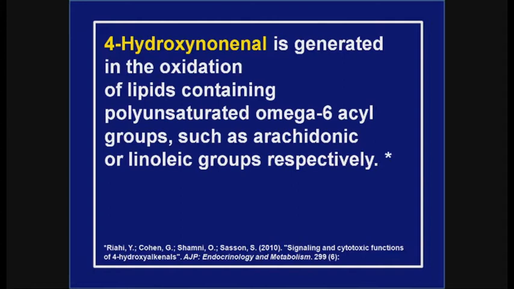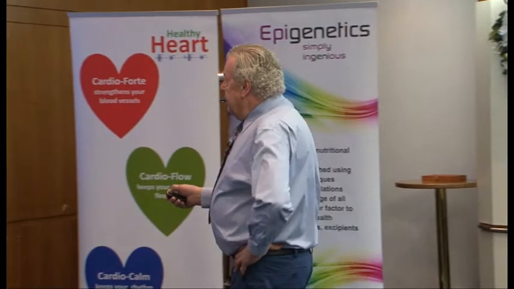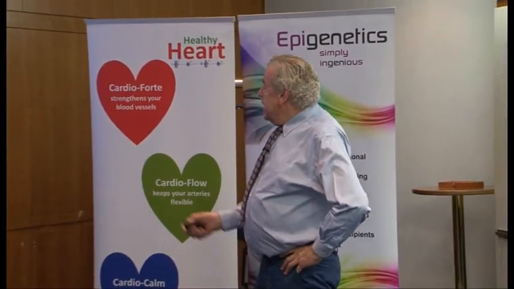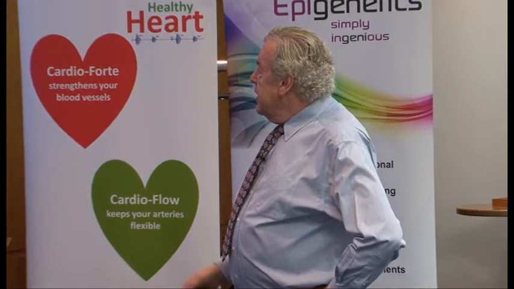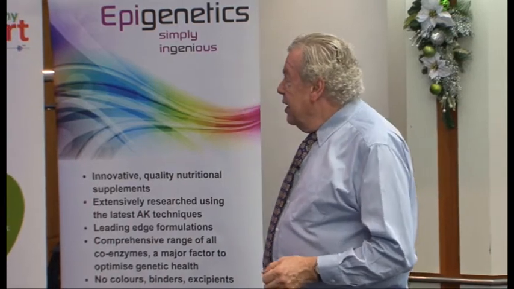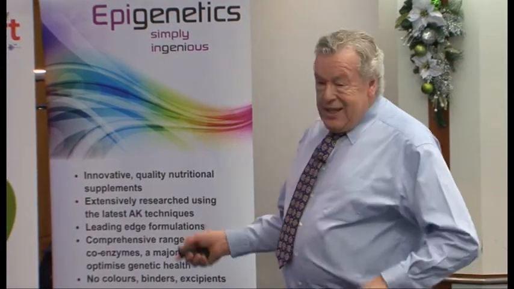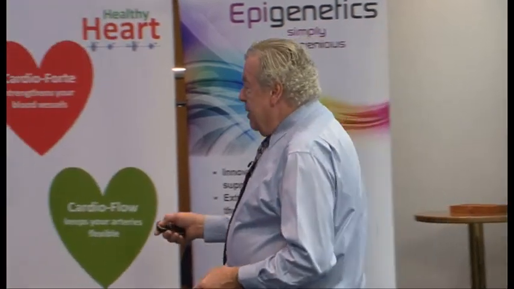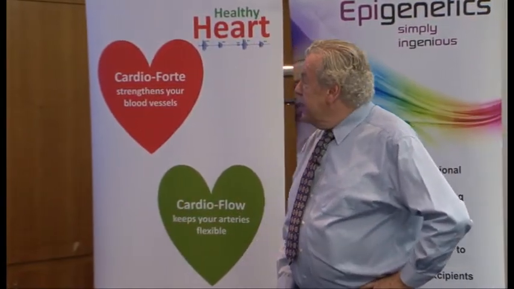So hydroxynonenal, as we said, is generated in the oxidation of lipids containing polyunsaturated oils, mainly in the omega-6 oils. These compounds can be produced in cells and tissues and living organisms, or in foods during processing and storage. So nonenal could be made in foods which have gone rancid, although that's more likely clinically to be the malonaldehyde. But if they are in the process, the same as malonaldehyde really, then they can be incorporated and absorbed from the foods in the diet.